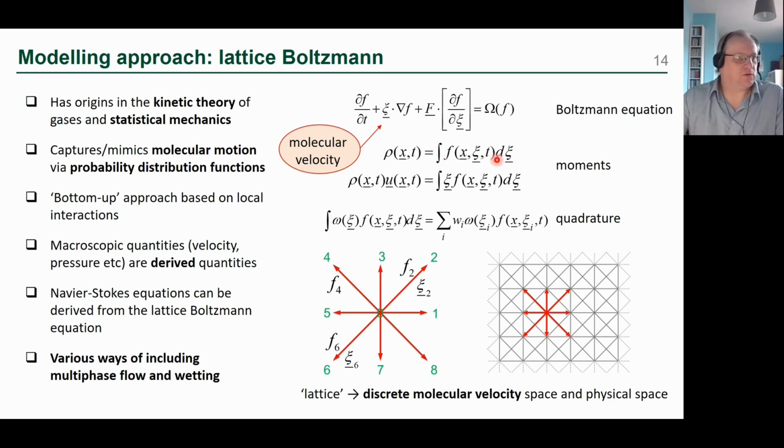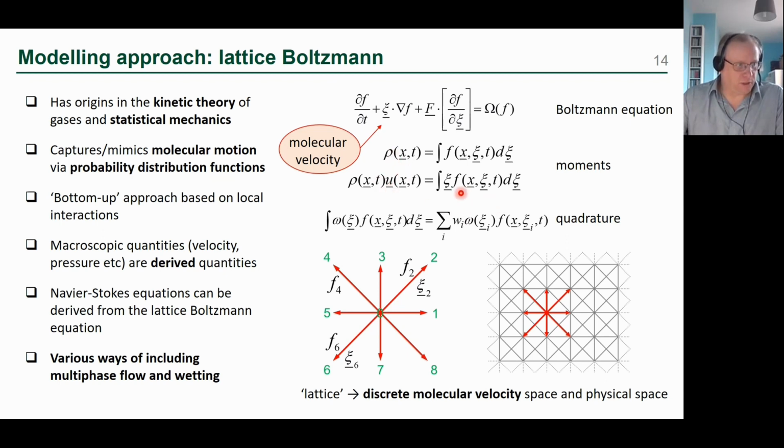If you integrate this over the range of molecular velocities, you'll end up with the density of particles at that particular point. And if you then take the first moment of that with the molecular velocity and integrate, you'll end up with the momentum. So these are macroscopic quantities on the left, and these are the microscopic probability functions in the integrals here. The dynamics is all in terms of these probability distribution functions, but they are related to the macroscopic behavior through these moments.